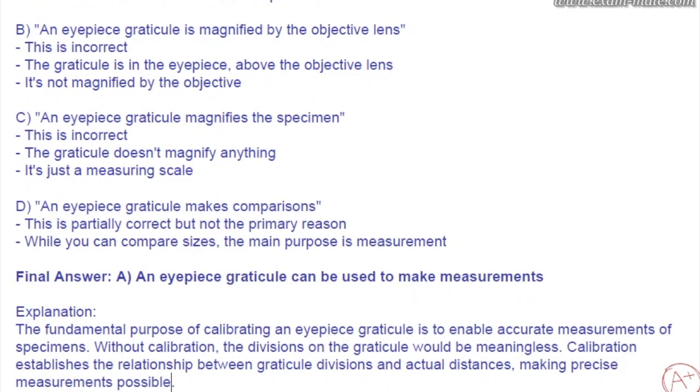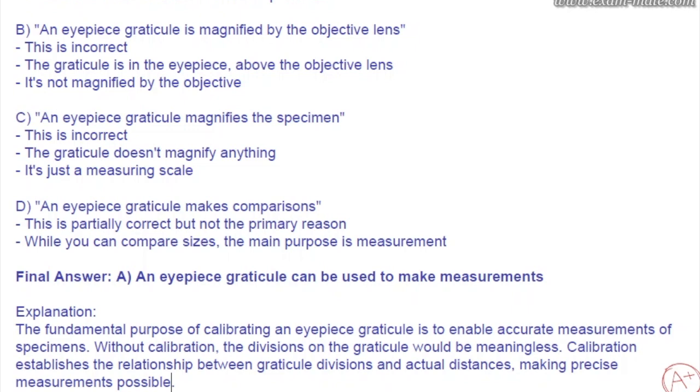D. An eyepiece graticule makes comparisons. This is partially correct, but not the primary reason. While you can compare sizes, the main purpose is measurement. Final answer. A. An eyepiece graticule can be used to make measurements.